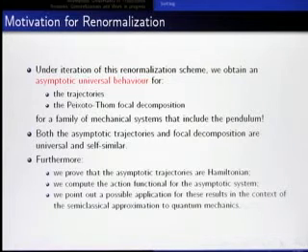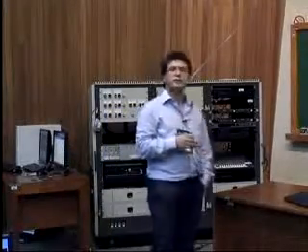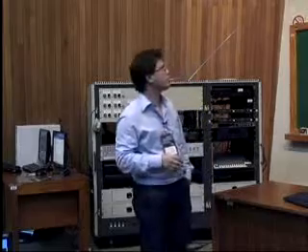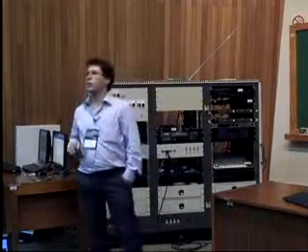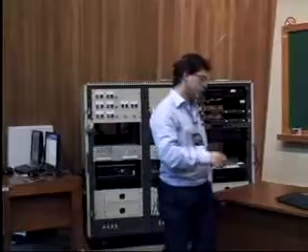Both these asymptotic trajectories and focal decompositions are universal and self-similar. And moreover, we prove that these asymptotic trajectories are Hamiltonian, compute the action for these trajectories, so we get an asymptotic action, and we point out a possible application for these asymptotic results.